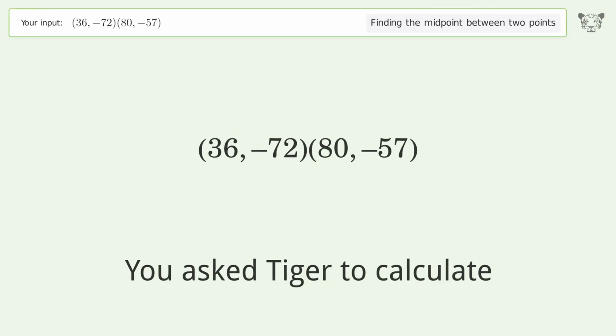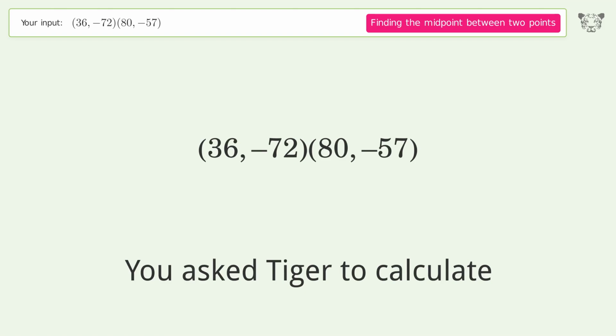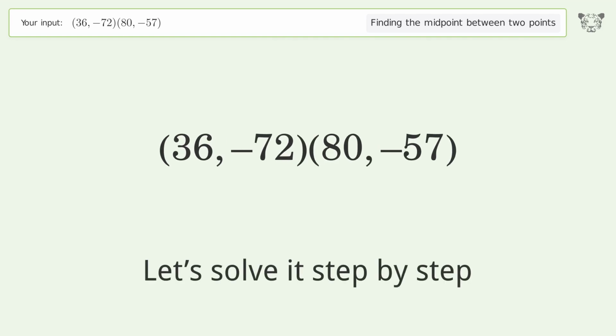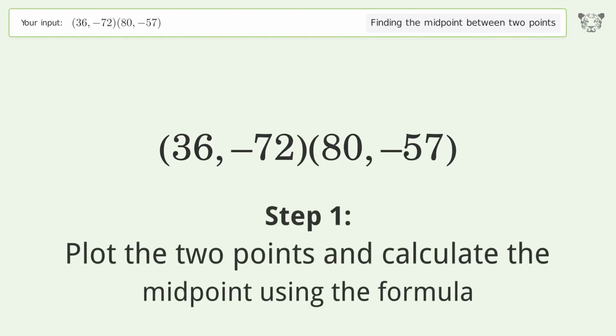You ask Tiger to calculate. This deals with finding the midpoint between 2 points. The midpoint between the 2 points is 58, negative 64.5. Let's solve it step by step. Plot the 2 points and calculate the midpoint using the formula.